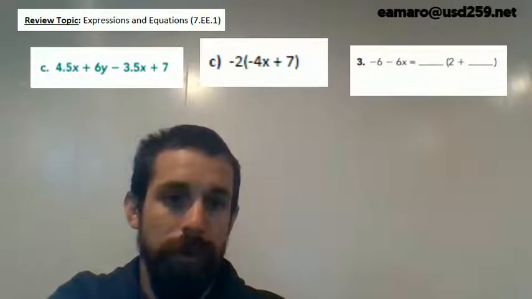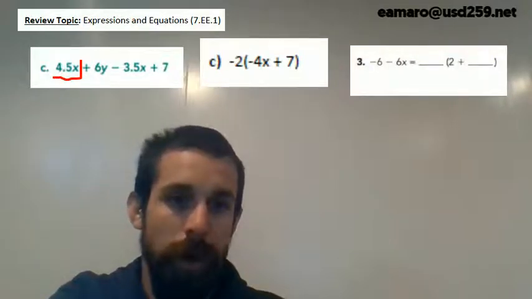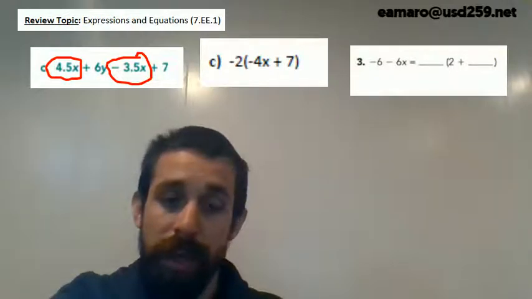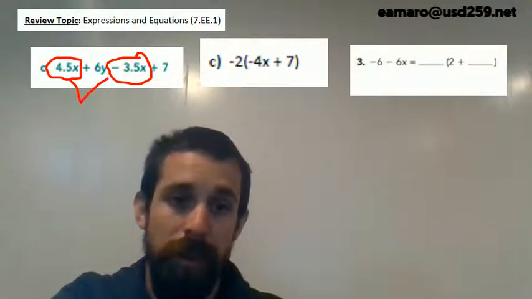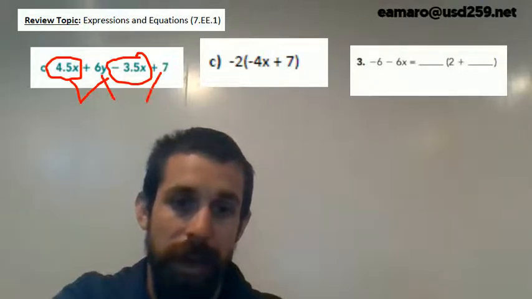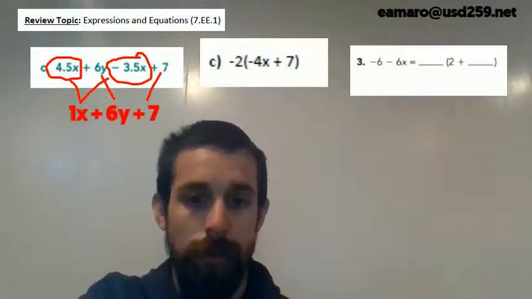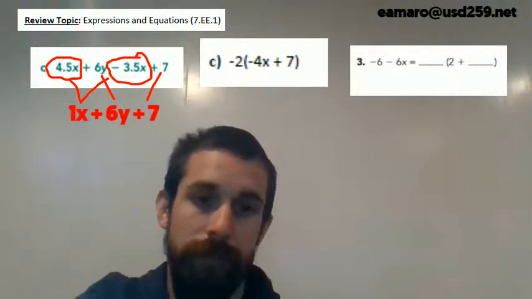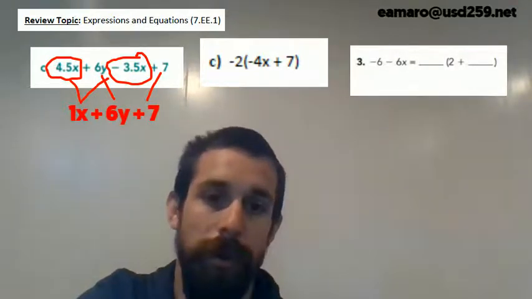So what I'm going to do is circle the terms that are alike. So this says 4.5x, and this is minus 3.5x. And then this has a y, this has no variable, so I can't combine those. So these two get combined, and then this one just goes straight down, and this one just goes straight down, and we will see what we get. We've combined everything we can combine, and that is our final answer. That's combining like terms for you.